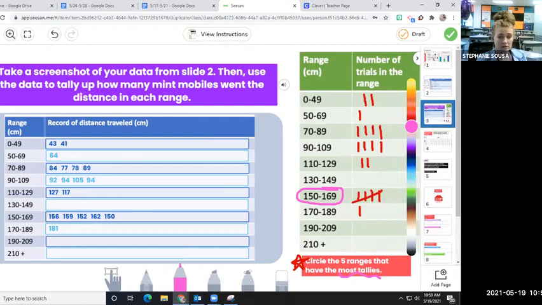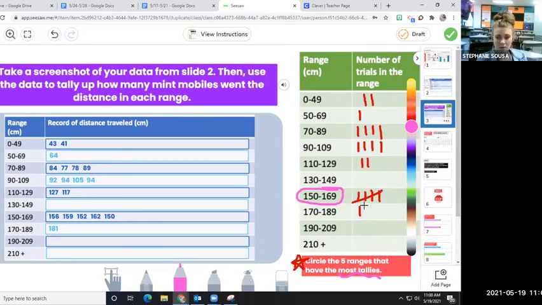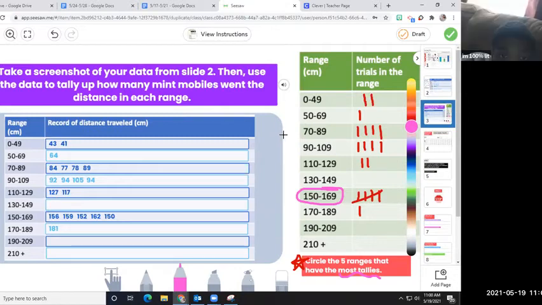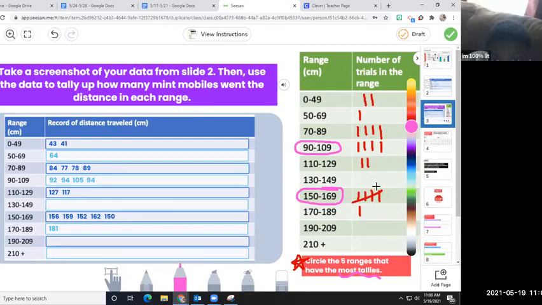There are other ranges here that have more tallies. I'm going to change that answer. Which ranges have the most tallies? Go ahead, Daniel. 150 to 169. Yep. And then what's the next one? So that's the first place. What's in the next place? Oh, 90 to 109. Excellent. Redemption. Thank you, Daniel.